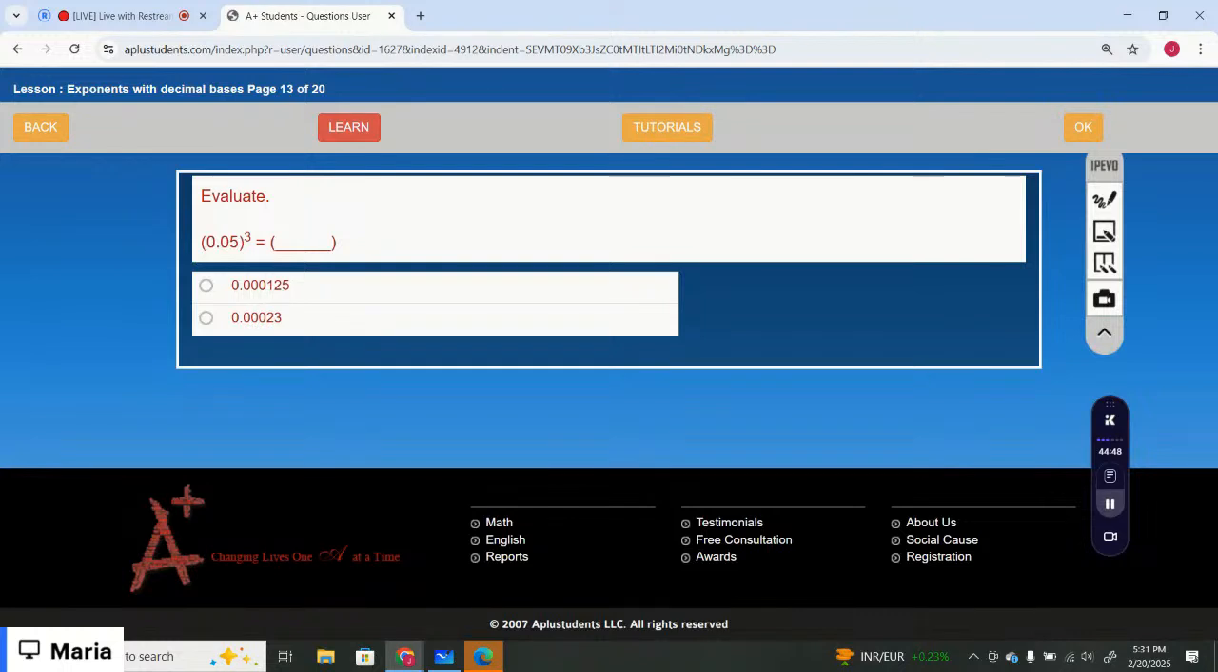0.05 cube, so which is the correct option? Option number 1 is the correct option. Okay, you can complete the lesson by yourself later today. Let me just move on to the next lesson.